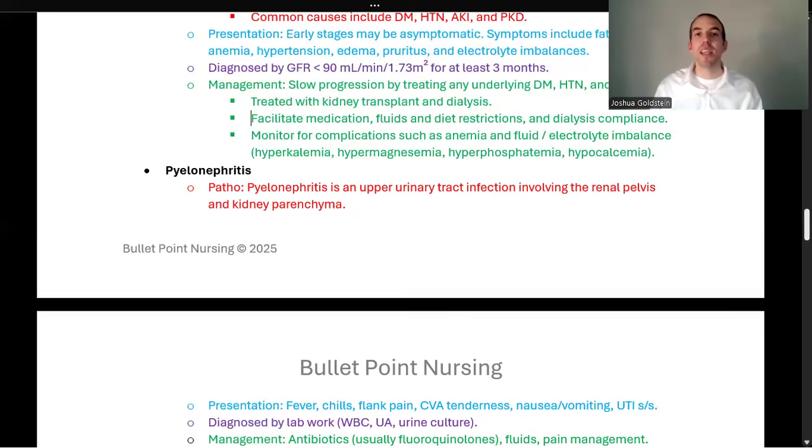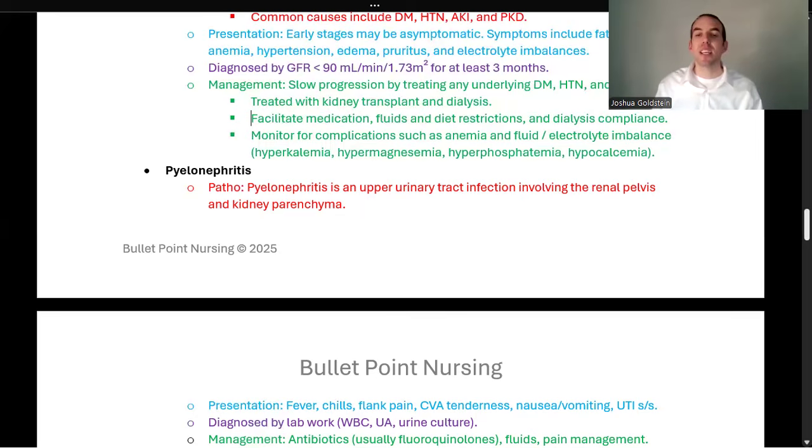Pyelonephritis is where the UTI, the infection, has now come up to the upper urinary tract, getting up to the kidneys. So over here, it's no longer focused on the urinary tract, it's come up into the renal pelvis and into the kidneys themselves. And that becomes pyelonephritis. The presentation is going to be, in addition to UTI symptoms, because they still have a UTI, fever and chills and flank pain, CVA tenderness.